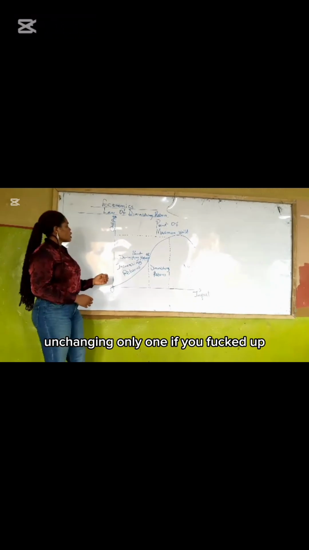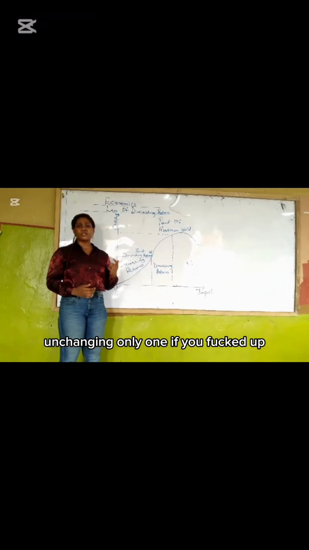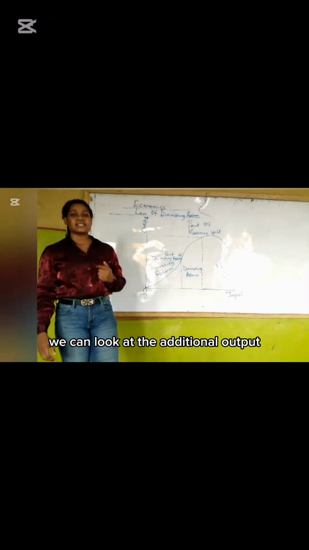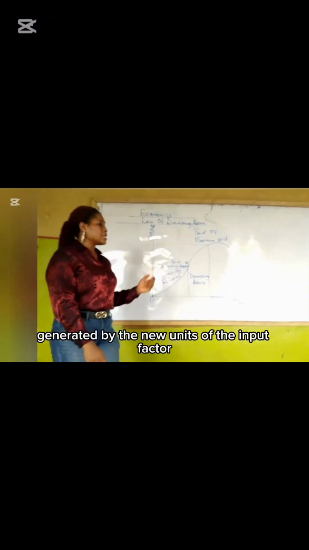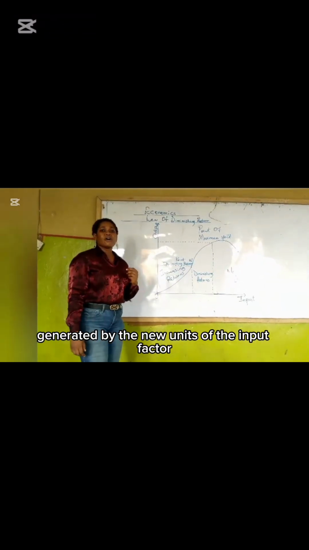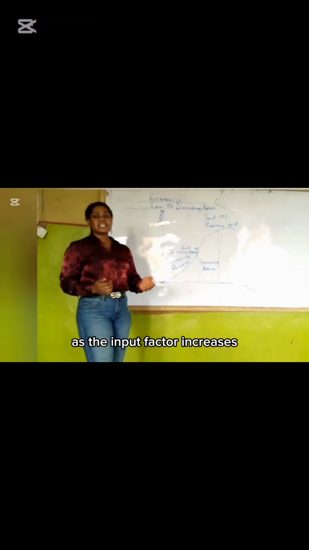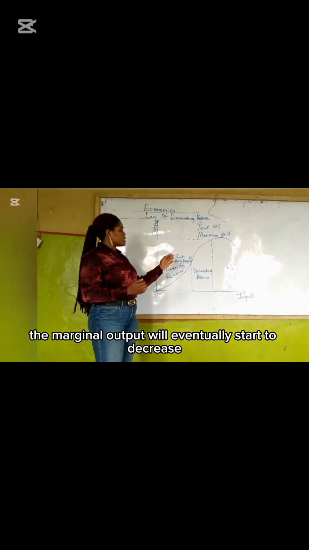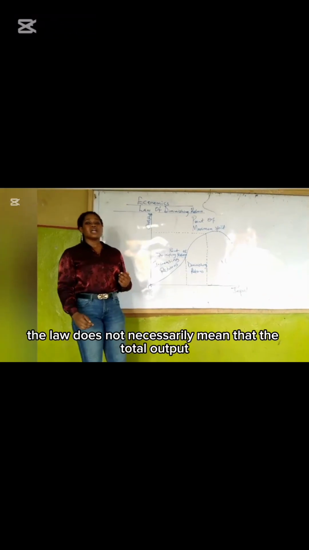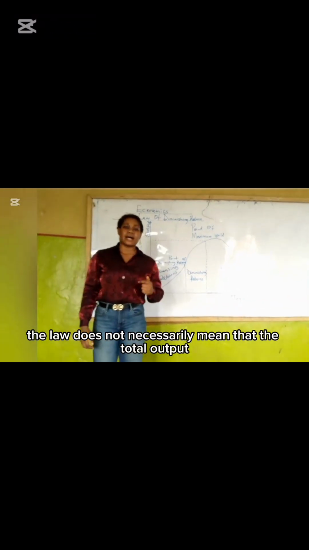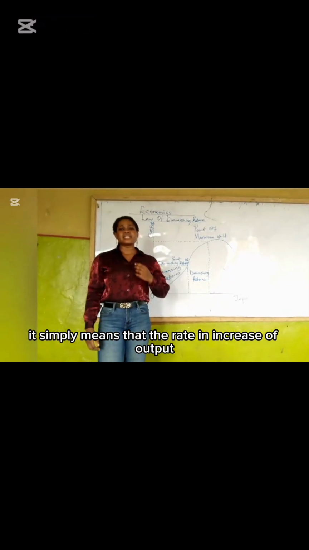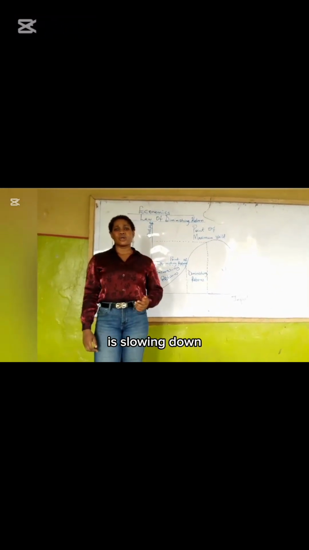The law focuses on changing only one input factor while leaving the other factors constant. It looks at the additional output generated by the new unit of the input factor. As the input factor increases, the marginal output will eventually start to decrease. The law does not necessarily mean that the total output is decreasing. It simply means that the rate of increase of output is slowing down.